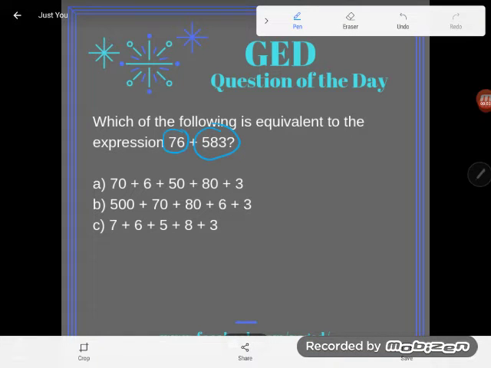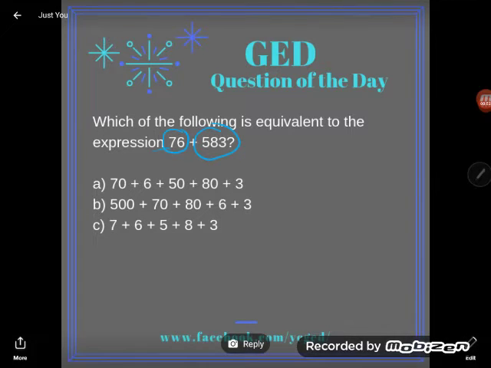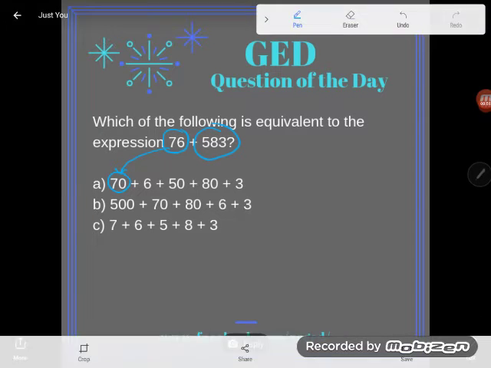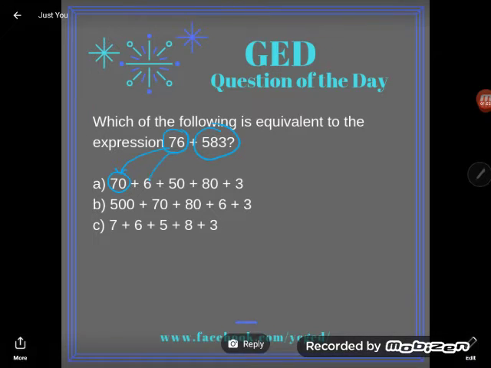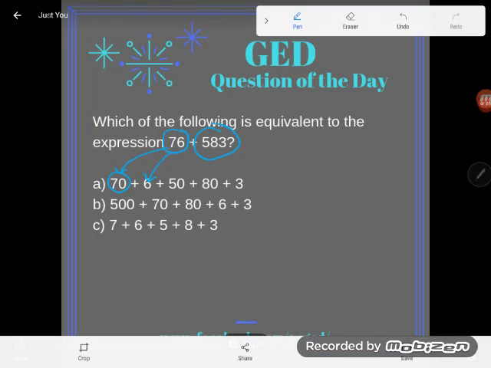Okay, so A looks good at first. I see the 7 from 76 certainly could be represented as 70. That's a 7 in the tens place. That's 7 tens or 70. And I do see the 6 in the ones place is 6 ones. But that's where this thing starts breaking down.